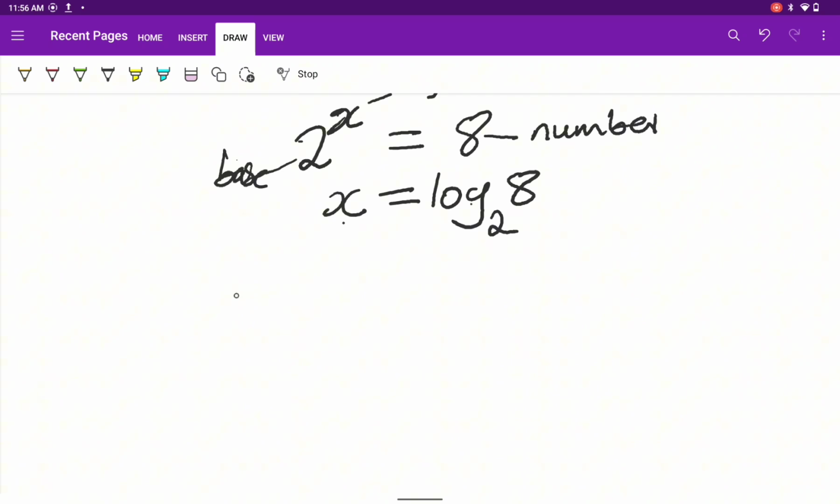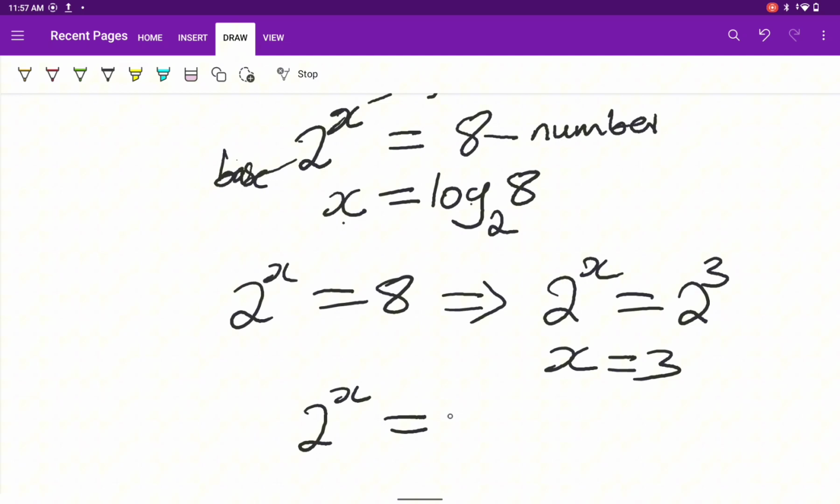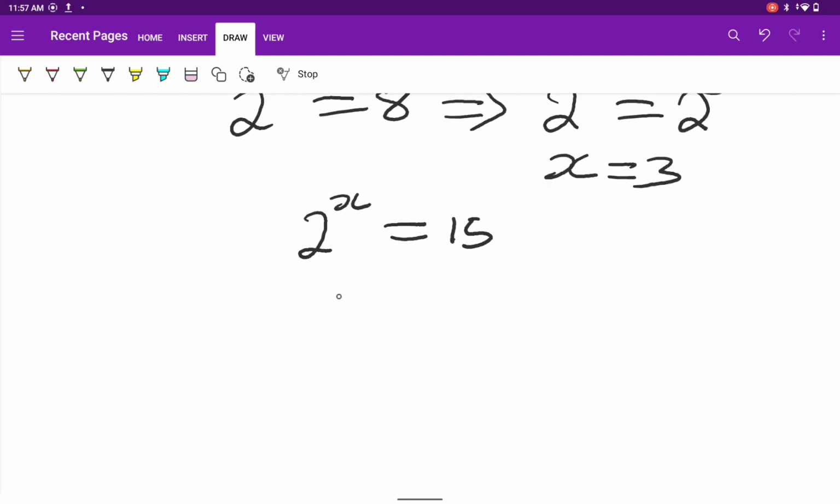Remember, if I have 2 to the power x equals 8 and I'm solving for x, I can simply say that 2 exponent x equals 8, which can be written as 2 to the power of 3, and we say x is 3. But imagine if I have 2 exponent x equals 15. Now it's very challenging to write 15 as 2 exponent something, so that we can say x is that number.